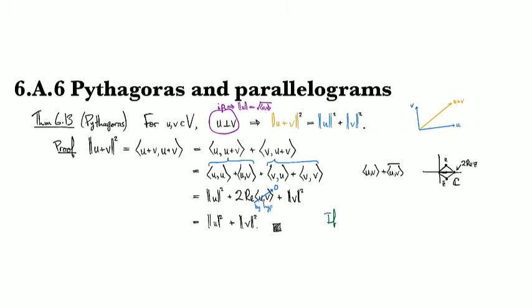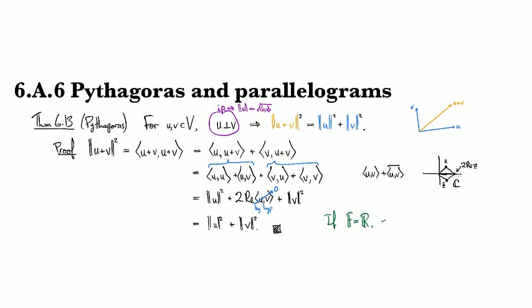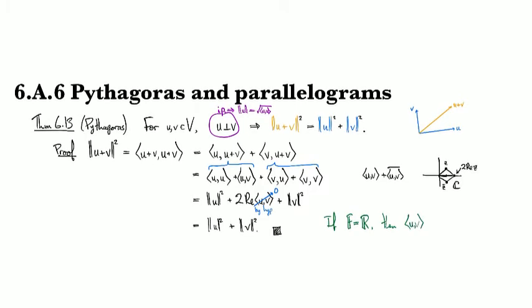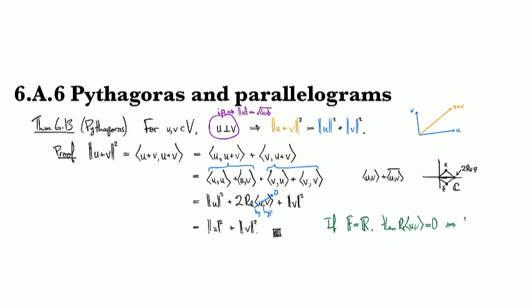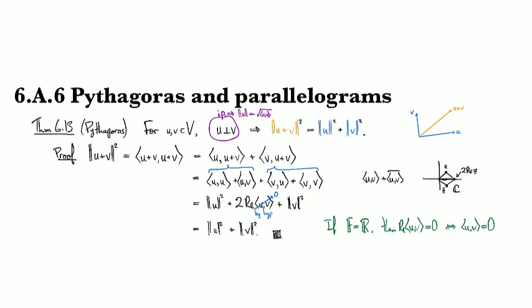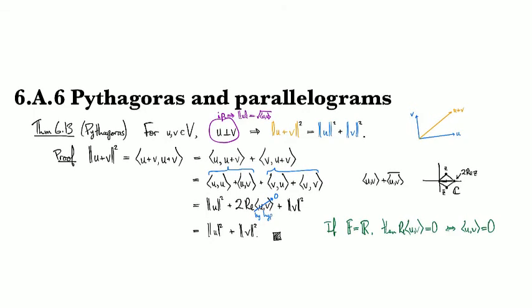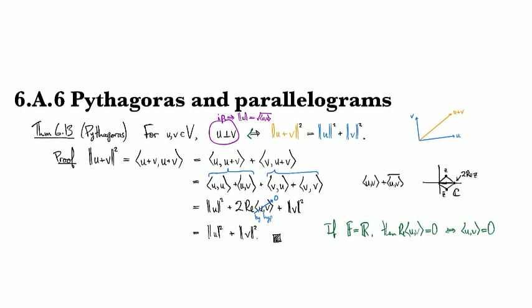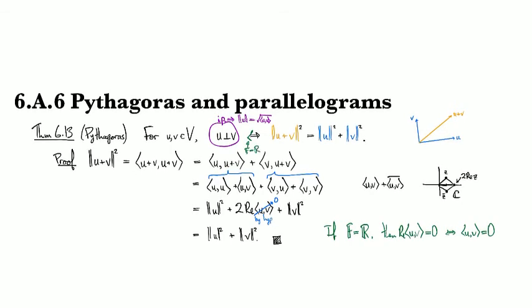Okay, and now it's also worth noticing that if the field that we're working over is the reals, then the real part of uv is equal to 0 if and only if uv is equal to 0. And so in that case, we actually have the converse holding as well. So by the converse, I mean this guy right here would actually go both ways. So this is in the case when the field is equal to R.